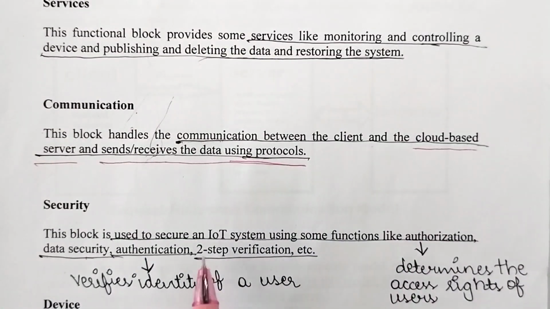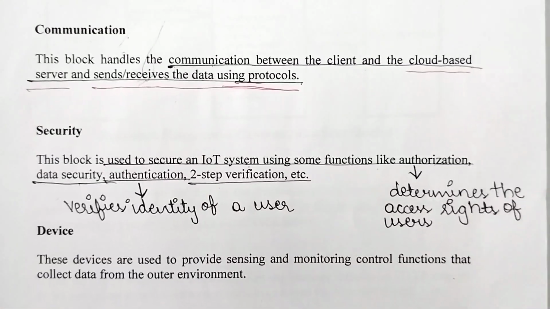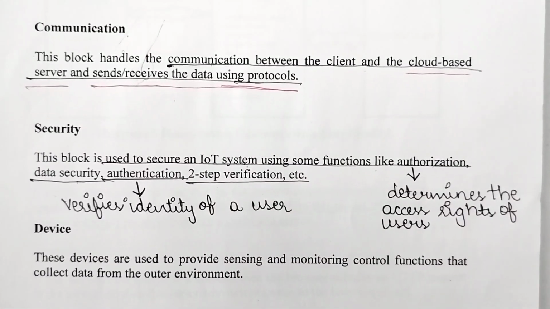Then comes the security block. So, this security block is used to secure an IoT system using some functions like authorization, data security, authentication and two-step verification, etc. When such important and vital information is being sensed and communicated using IoT devices, you need to secure that information also. So, this functionality is provided by the security functional block.